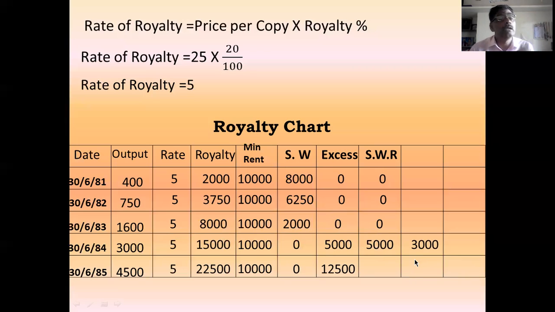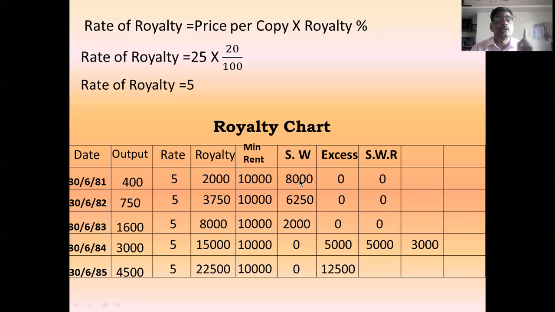You have to take it to the next column whenever it is not possible to recover. Only when you come to know that the amount is not possible to recover, then you transfer it to the irrecovery column. Otherwise, you do not transfer to the irrecovery column. Remember this.